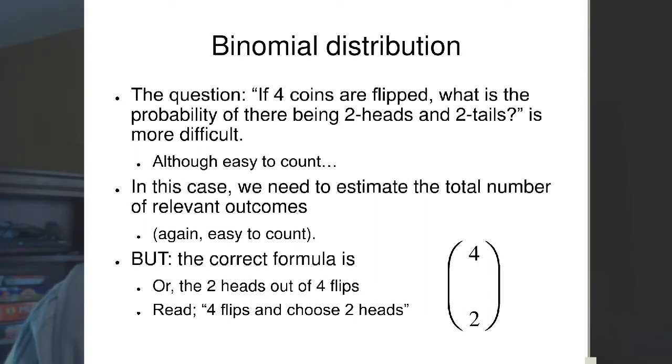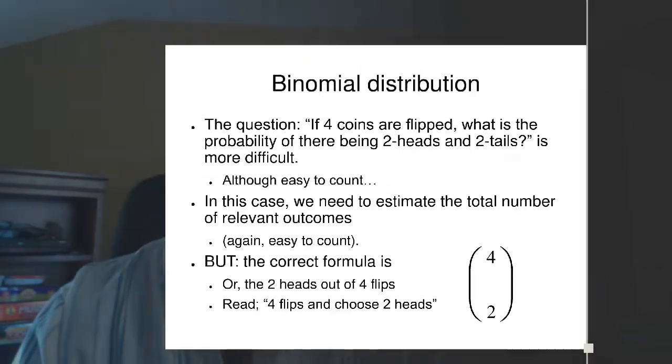So in this case, we need to estimate the total number of relevant outcomes. And the correct formula takes the form of this large set of brackets with 2 heads, that is our relevant outcome, on the bottom of the brackets, and at the top is the total number of actual flips. So we've got 2 heads out of 4 flips.